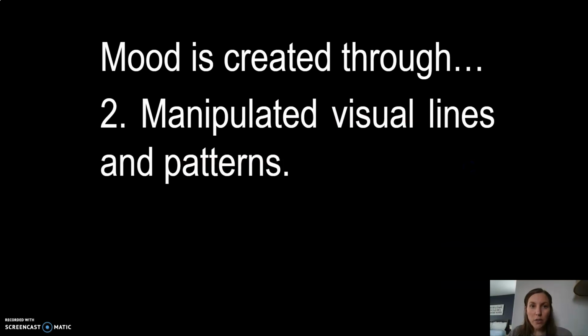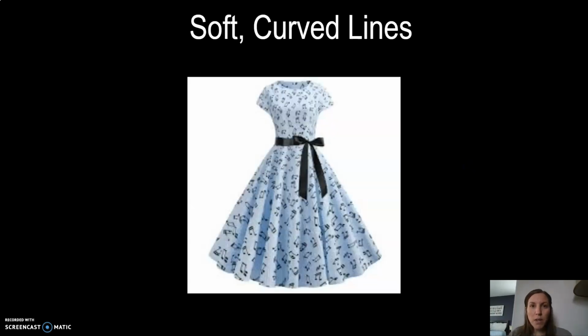Mood is also created through manipulated visual lines and patterns in your clothing. So for example, this one has some soft curved lines. It makes me feel youthful. It makes me feel young. It makes me feel playful.